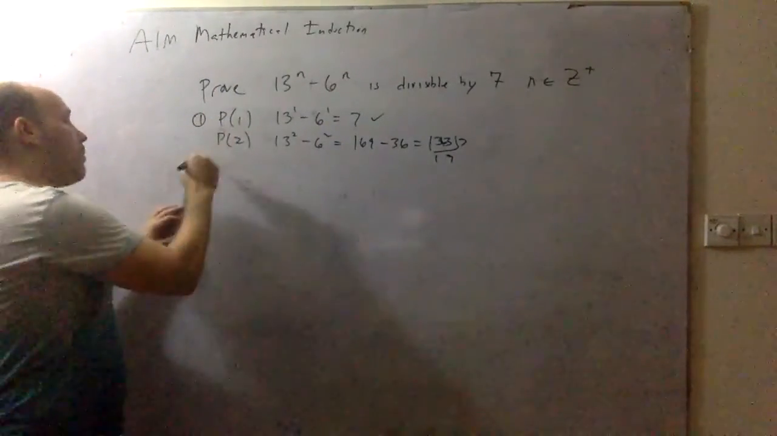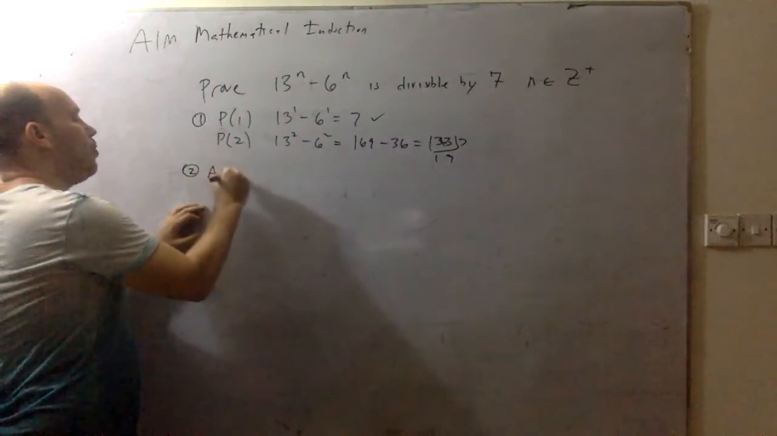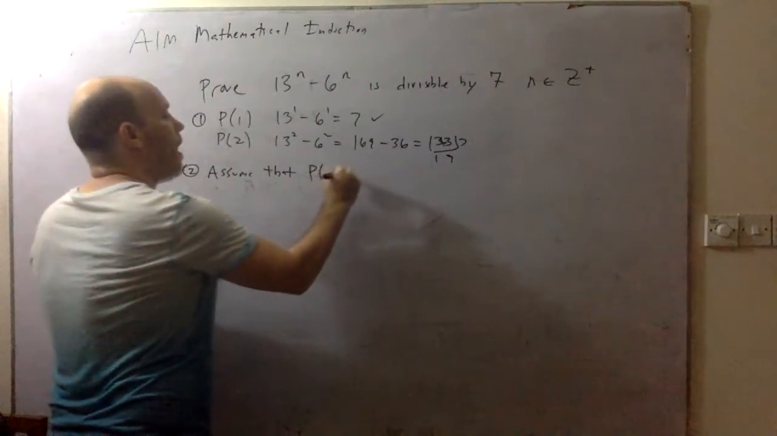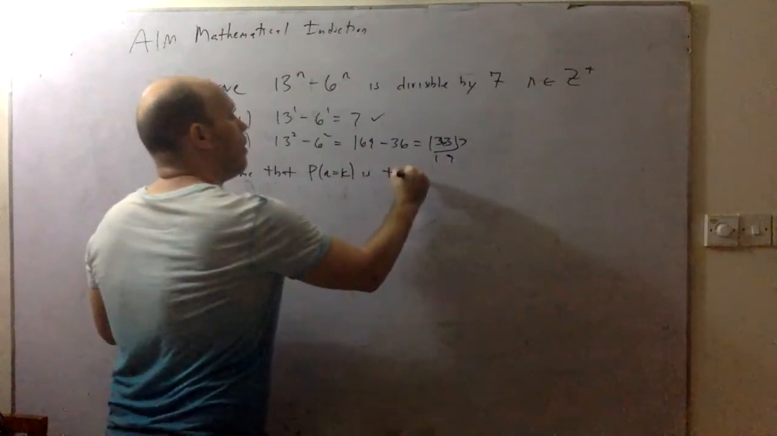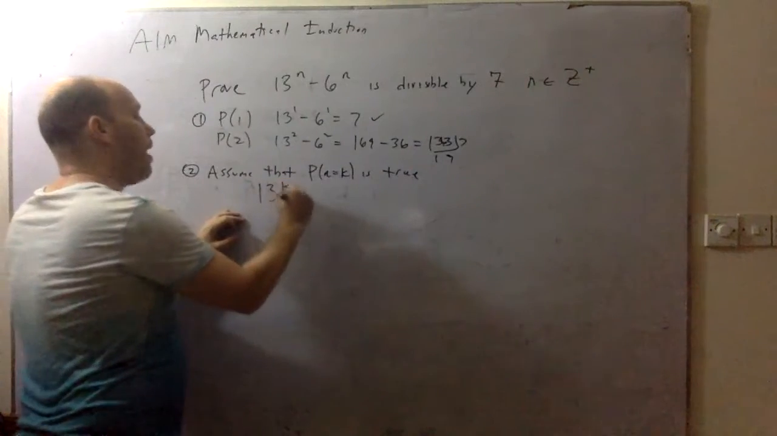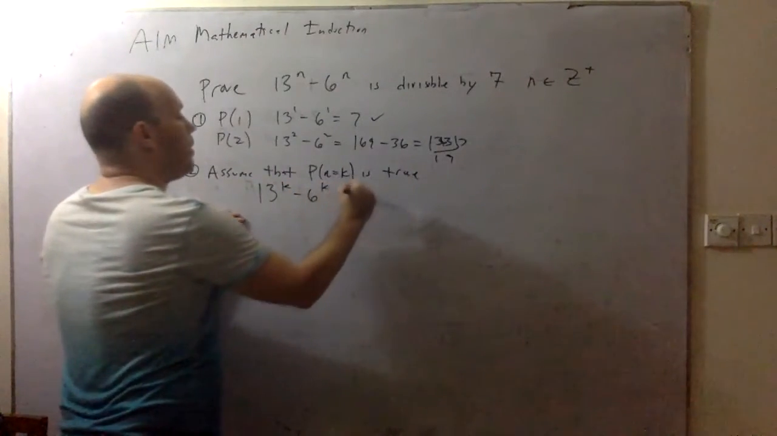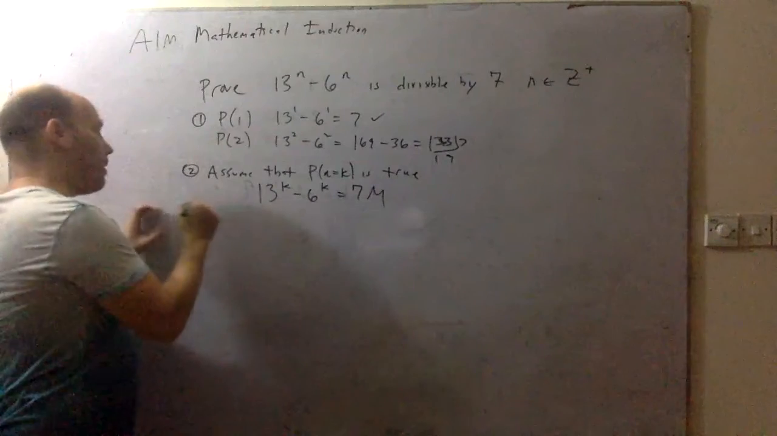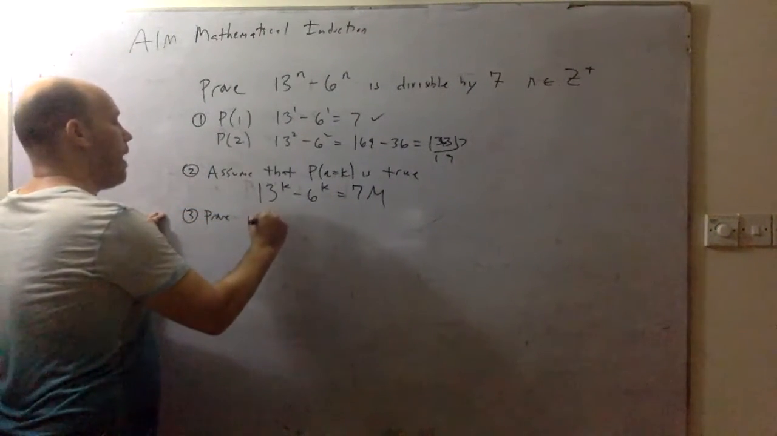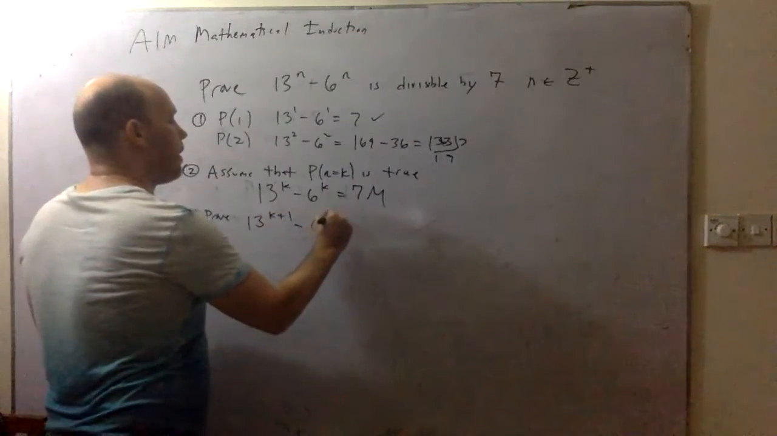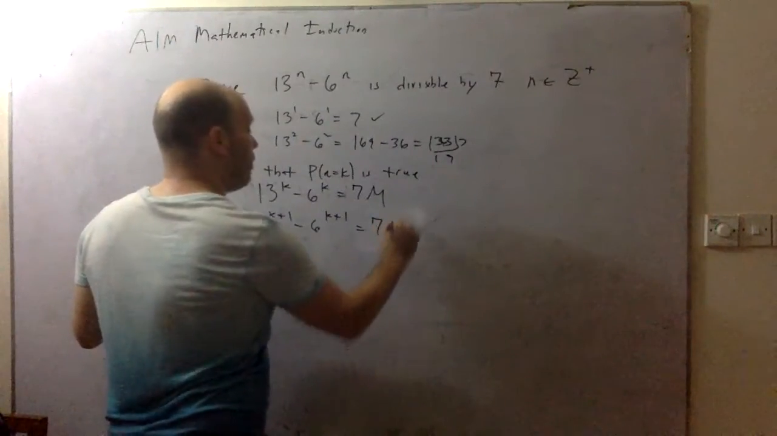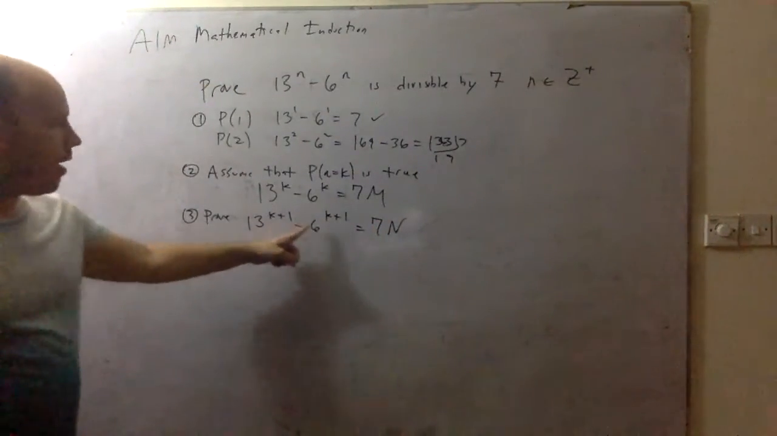So let's go through step 2. Assume that P(n) for n equals k is true. That means we mean to say that 13^k minus 6^k is equal to 7m. Next step, we have to prove that 13^(k+1) minus 6^(k+1) is equal to 7n. Well, let's take a look at what's going on here.